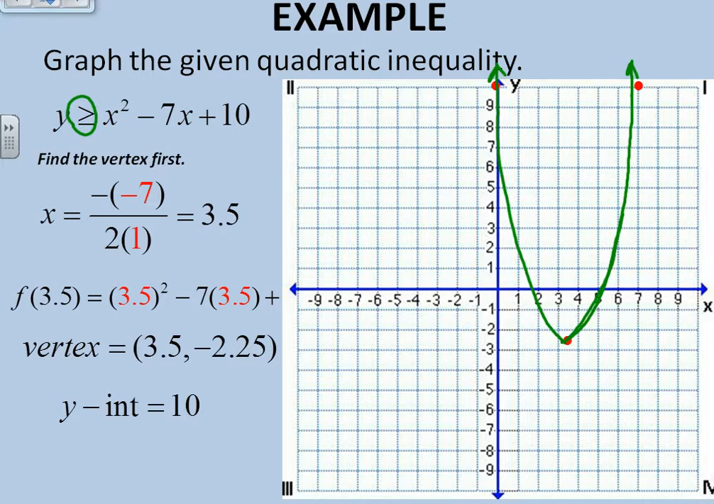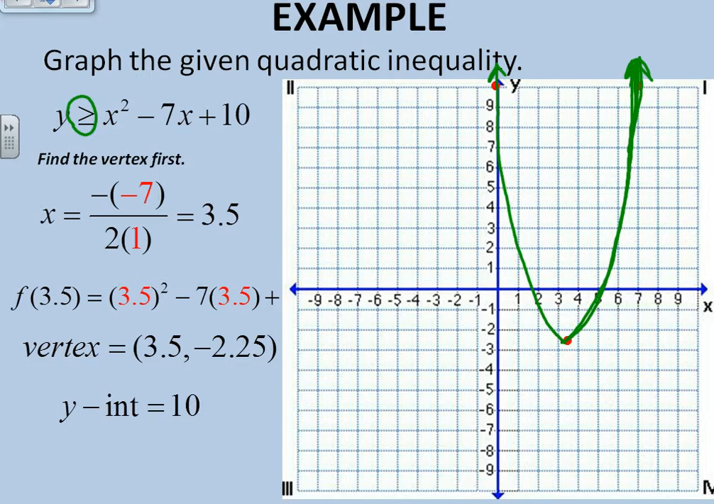Sometimes the smart board's not that easy to use. Okay, so that should go through this point. Just so you know, it's kind of messy, but we'll deal with it. So there's our parabola. And we now need to identify where we should shade.